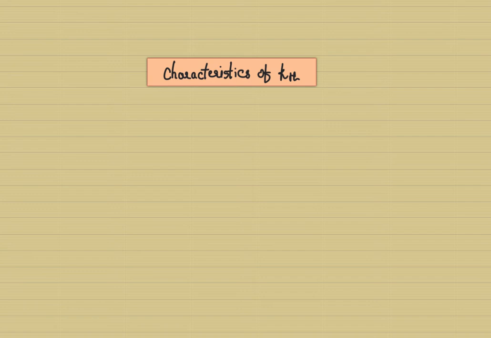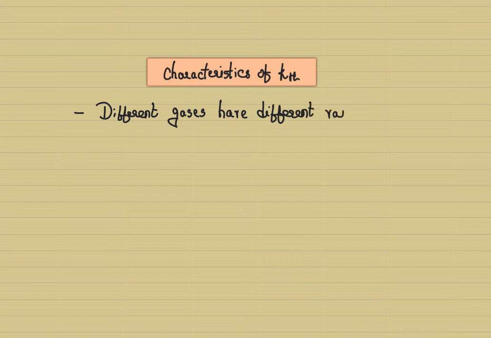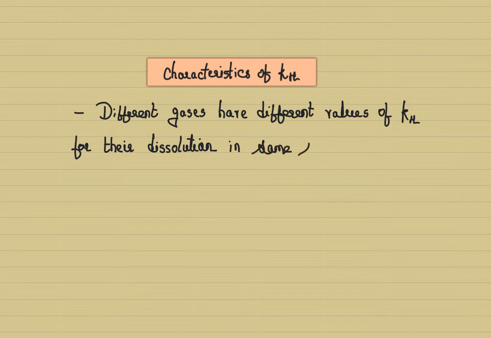Okay, so let us take up the characteristics of KH. The first thing: different gases have different values of KH for their dissolution in the same solvent at the same temperature, which means for different gases we have different values of KH. So every gas has its own value of KH for dissolution in the same solvent, right? So if you take different gases and consider their dissolution in the same solvent, their KH values would be different even if the temperature remains the same, right?